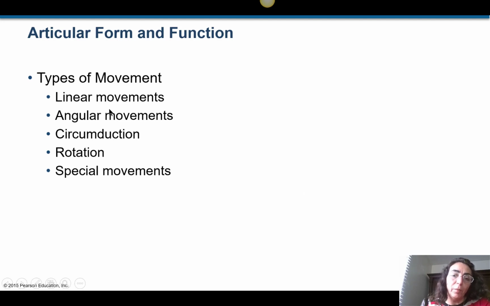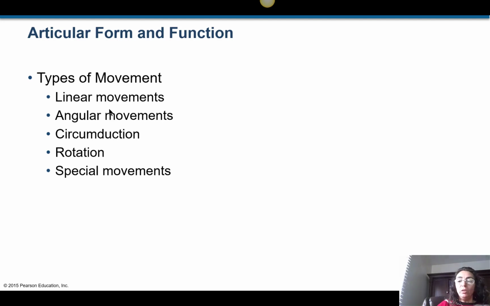Linear movements are movements that happen in a line. Angular movements make an angle, for example, between the humerus and the body. This is an angle, so this movement is an angular movement, increasing or decreasing the angle, right? Circumduction is when the movement happens in a circle, like when you go to the gym and sometimes do this movement. You move in a circle.